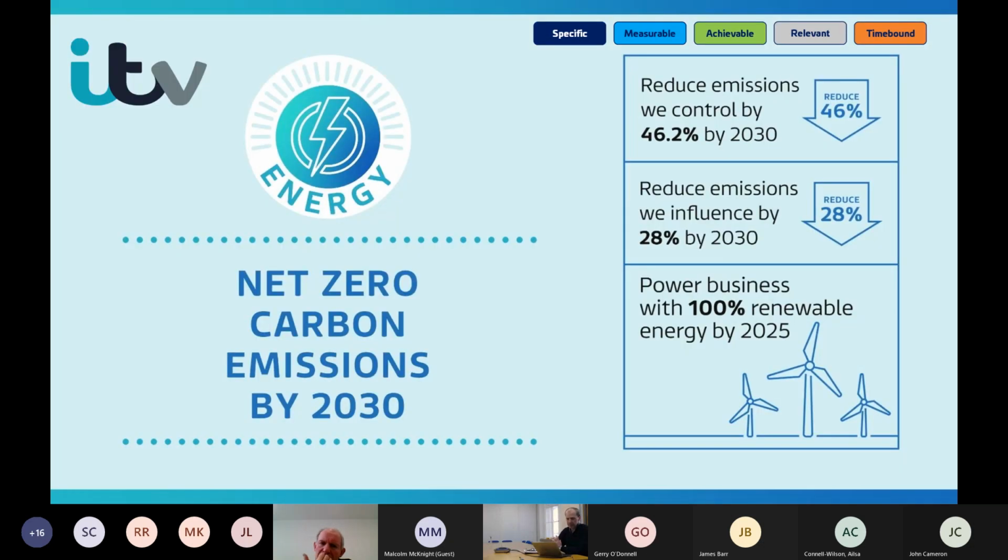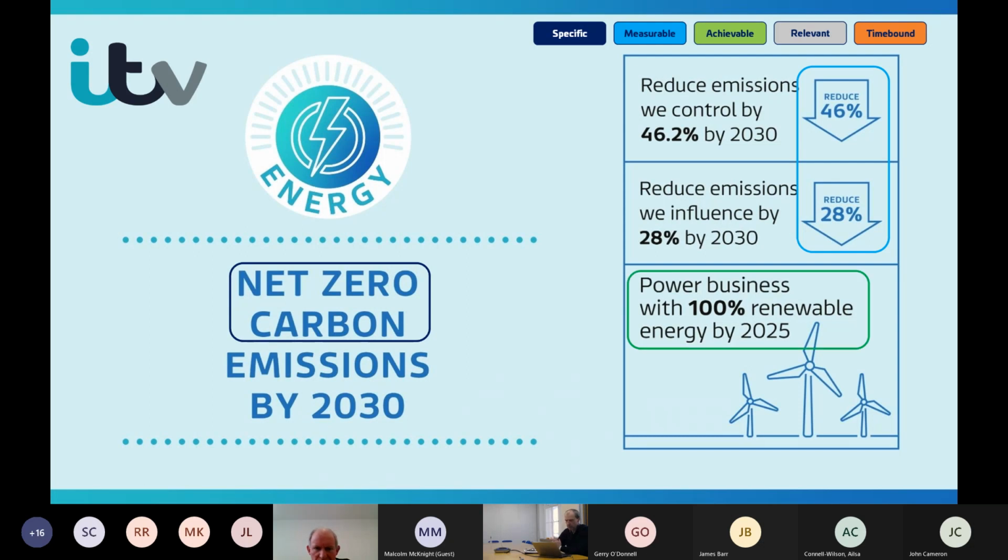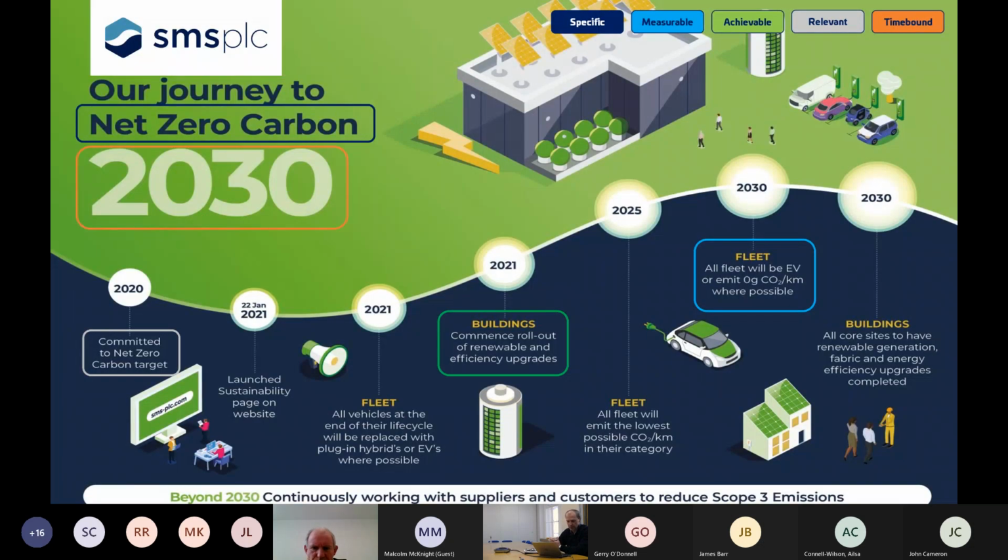And then you can look at big organizations like ITV, and again, you would have specific, measurable, achievable, relevant, and time bound. ITV is aiming for net zero carbon by 2030. A much smaller organization is another example, and you can see again the SMART cycle: what is specific, net zero carbon; it's measurable, achievable, relevant, and time bound, and their target is 2030.